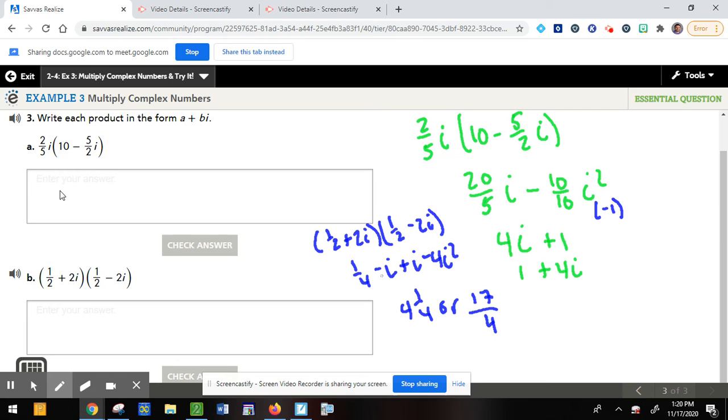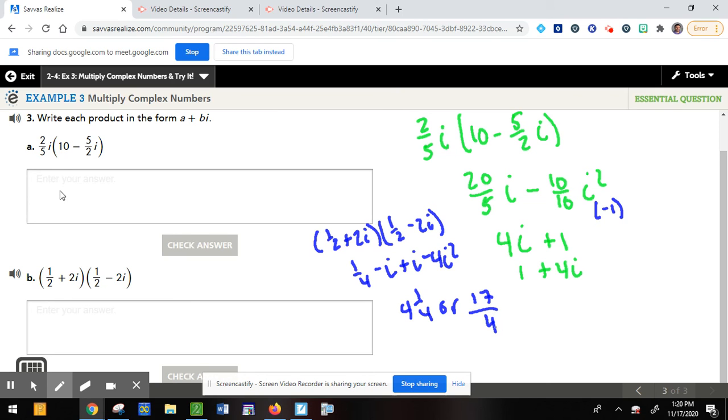minus 4i squared. The negative i and positive i will add together to get 0. And then the negative 4i squared ends up being plus 4. So it ends up being 4 1/4, or if you left it as an improper fraction, you'd have 17/4.